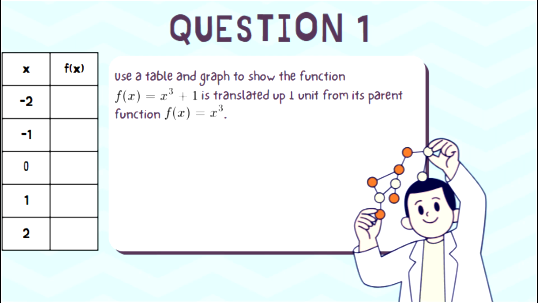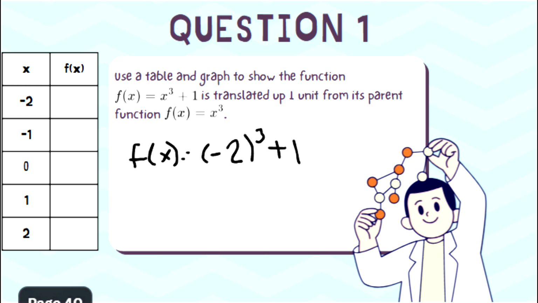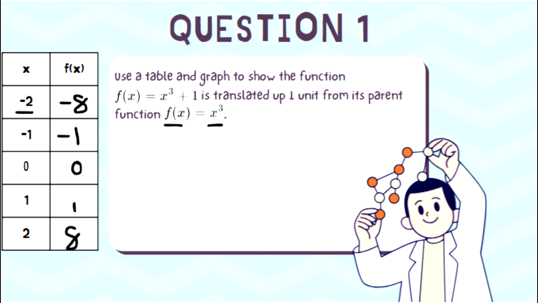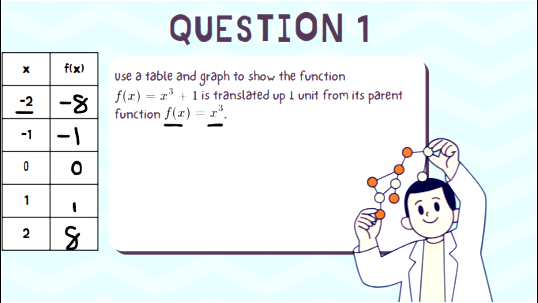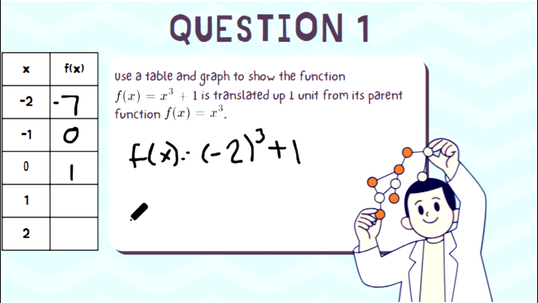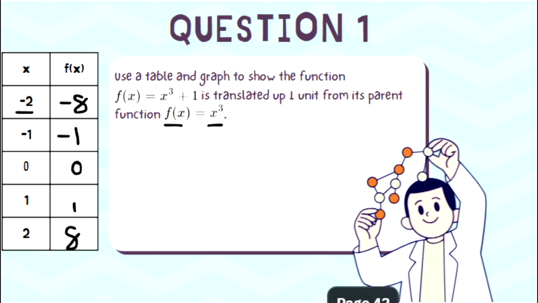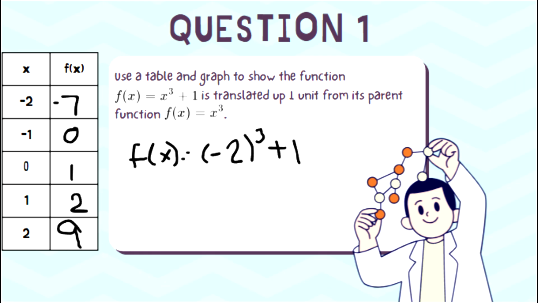Then we need to do the same thing for the translated function. So now we have f of x is equal to x, which is negative 2, cubed plus 1. Now I'm all for working smarter, not harder. We already have all of our values for x cubed, which is right here. So all we're going to do is add 1 to each of these. So negative 8 becomes negative 7. Negative 1 becomes 0. 0 becomes 1. 1 becomes 2. And 8 becomes 9. Why make it harder than you have to?